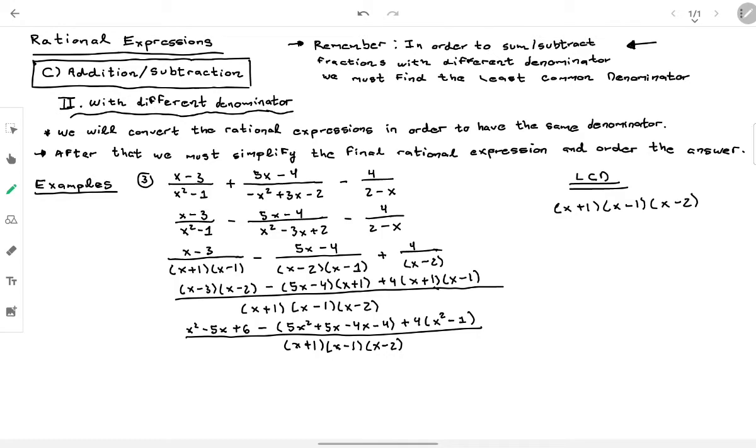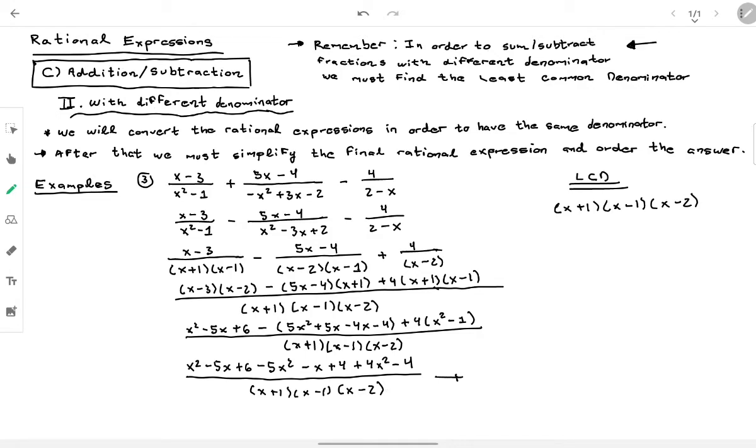So let's see. It's going to be x squared minus 5x plus 6 minus 5x squared, minus 5x and minus 4x is only minus x, and minus multiplied by minus is plus, so plus 4x squared minus 4. All of it divided by x plus 1, x minus 1, and x minus 2.